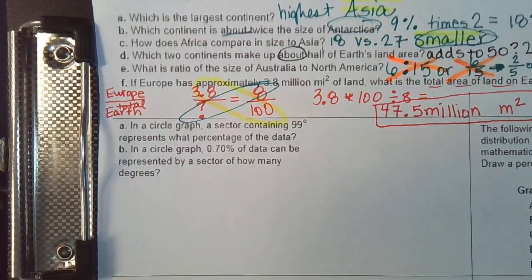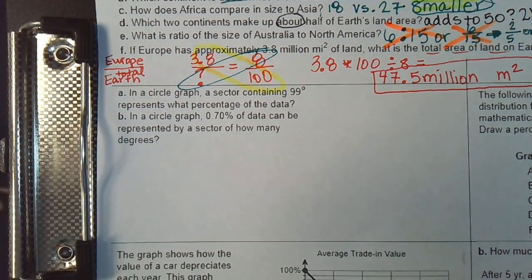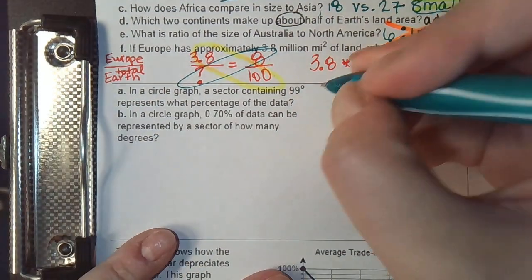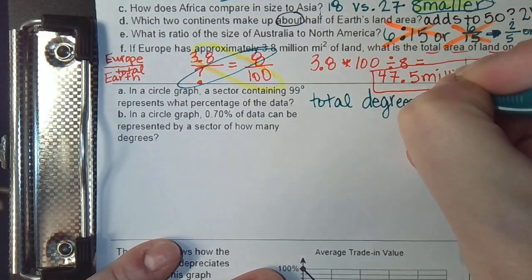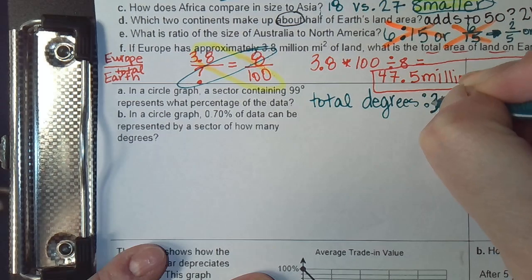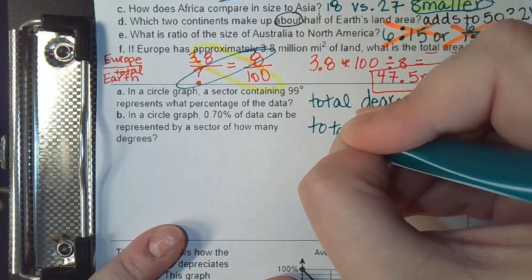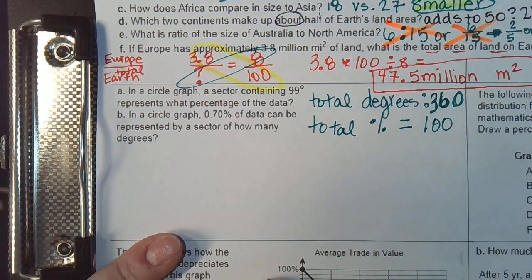Okay, let's keep going. A circle. Now we finally get to start talking about degrees. It says, in a circle graph, a sector containing 99 degrees represents which percentage of the data? Okay, well, we're going to do a proportion, cross multiply and divide. The only thing we need to remember is how many total degrees are there in a circle. There's 360 total degrees in a circle. How many total percents are there? 100.